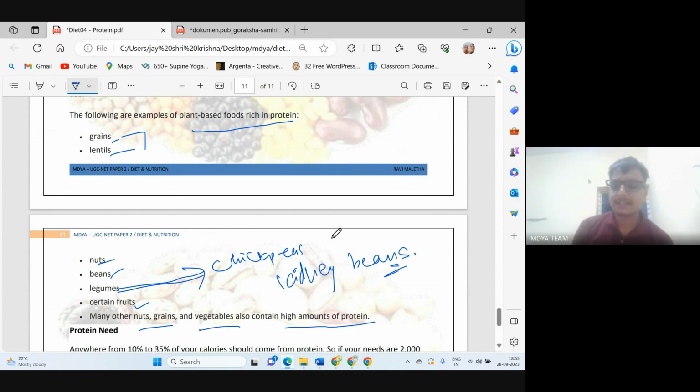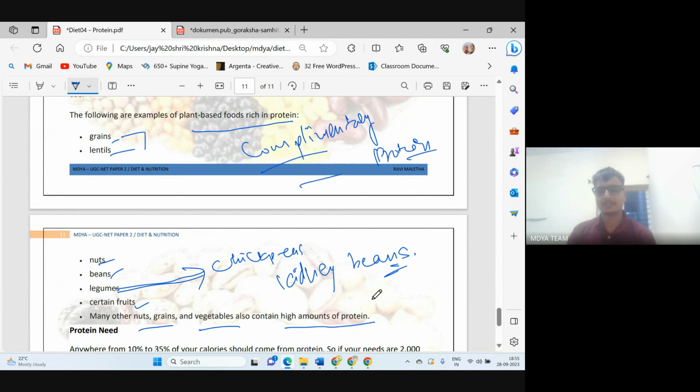So for vegetarians, there is the concept of complementary protein, and we will discuss this in our next class. What is complementary protein? This is also a very simple concept. In this class, do you have any doubt?